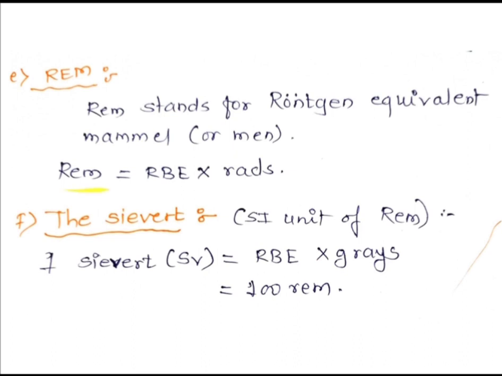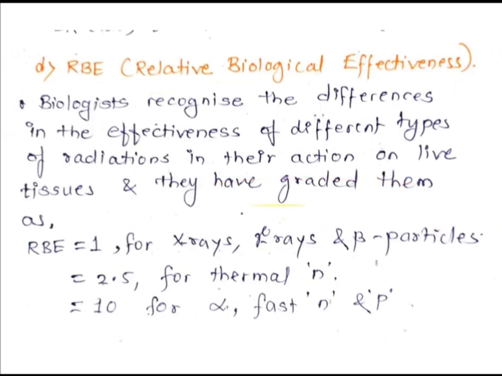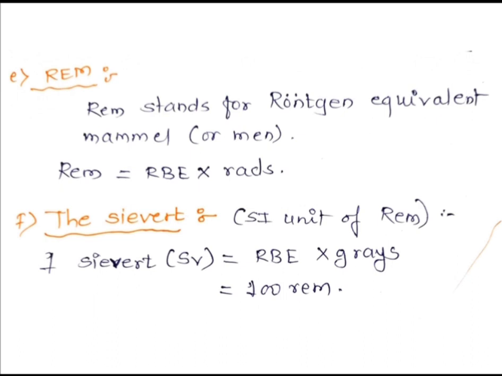So REM, Roentgen equivalent mammal, is equal to RBE, that means relative biological effectiveness, into rads. So this is the equation of the REM. Here REM is related to the RBE and rads. So REM is just a product of the RBE and the rads. Then the last unit, which is the SI unit of REM, is the sievert. So 1 sievert, that is the Sv, is equal to relative biological effectiveness into grays.